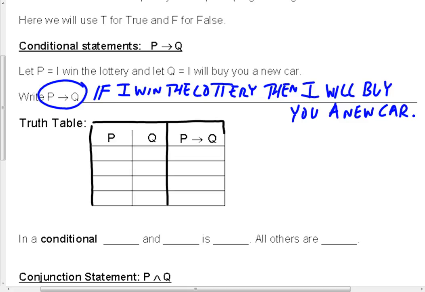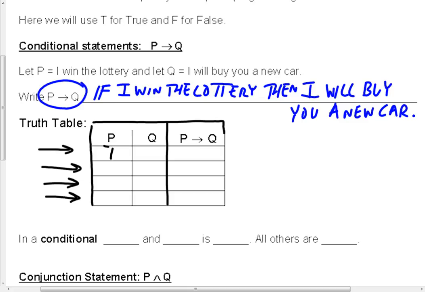If I win the lottery, then I will buy each of you a new car. Well, let's figure out if I'm telling the truth or not. Each of these rows here is a different scenario. What part of the if-then statement is the P? What do we call that? Hypothesis, and this is conclusion.